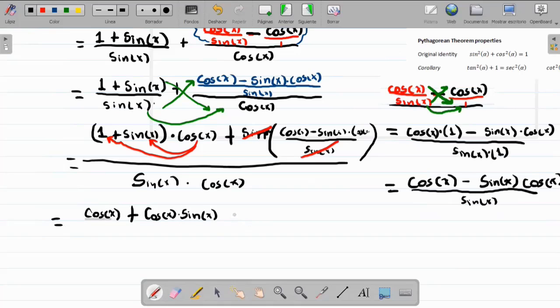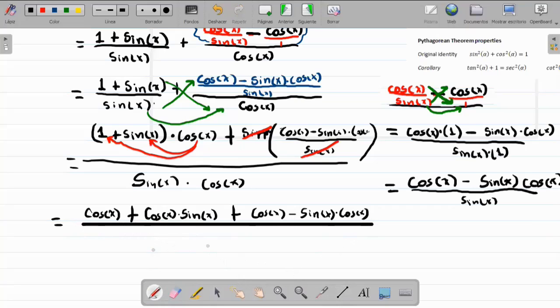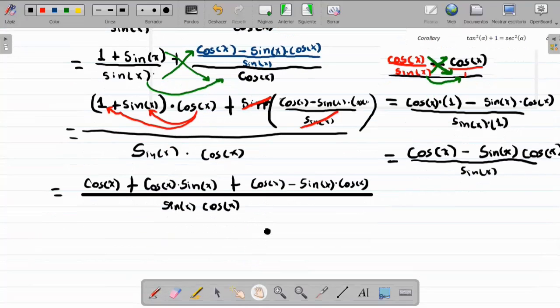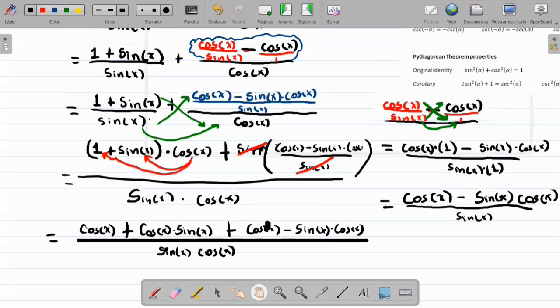Plus, and here comes the tricky part, plus the rest of this expression, which is just cosine of x minus sine of x times cosine of x. All that divided by sine times cosine. Okay, any question that you have until this step? Because now the exercise is everything in sines and cosines, okay?